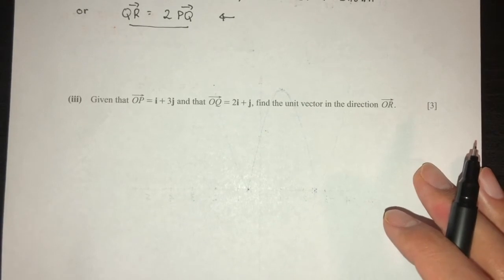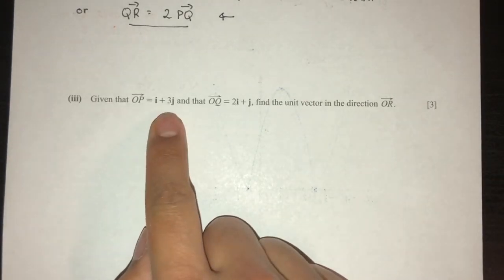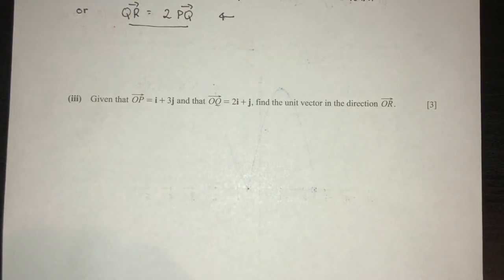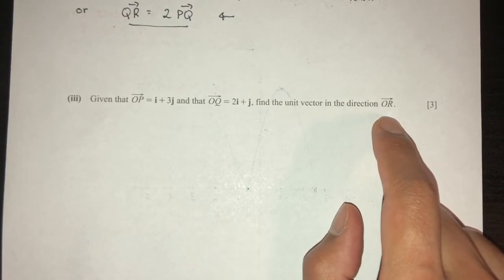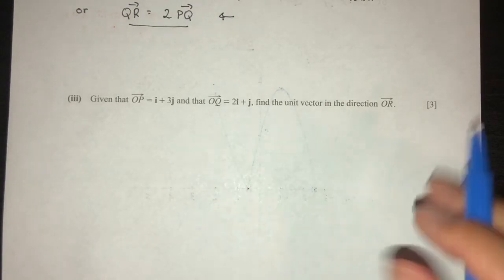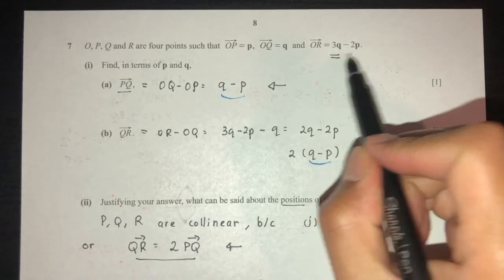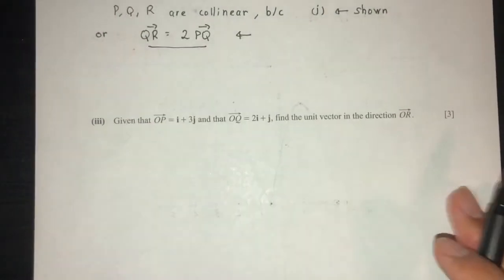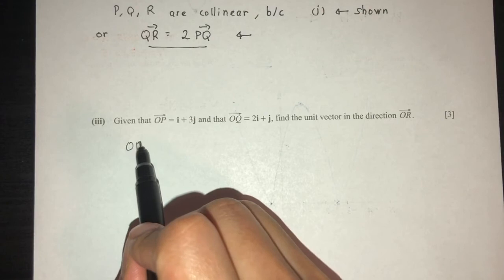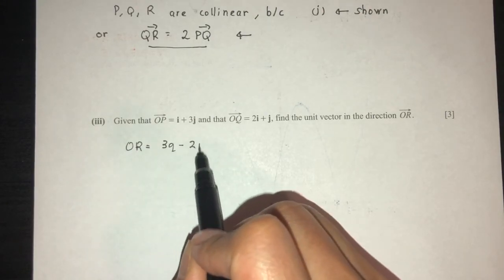Now let's move on to part 3. Given that OP is i plus 3j and OQ is 2i plus j, find the unit vector in the direction of OR. So let's do that. According to your question, you can clearly see that we have OR equal to 3q minus 2p. So let's write this down. We know from the question OR is equal to 3q minus 2p.